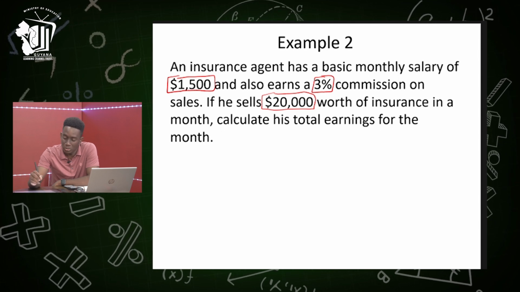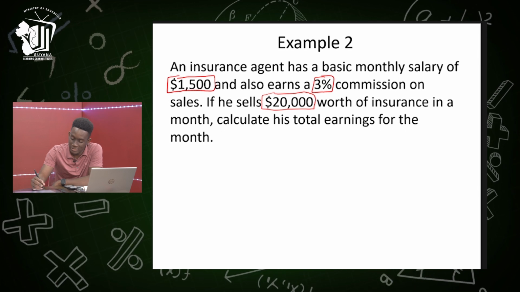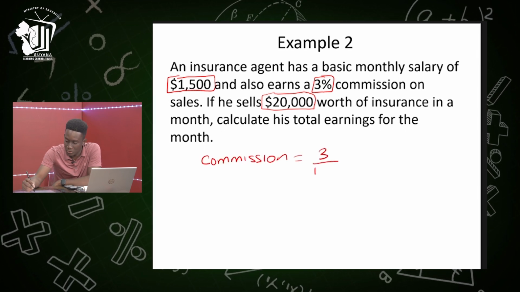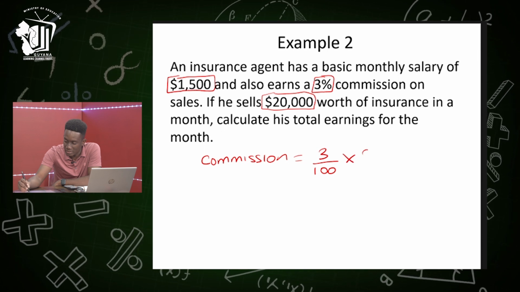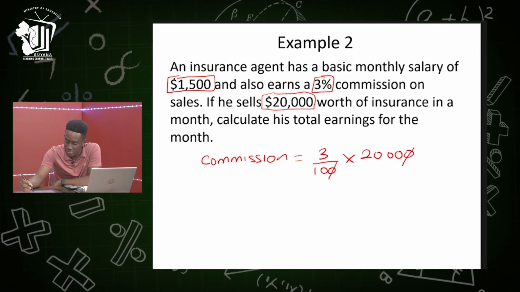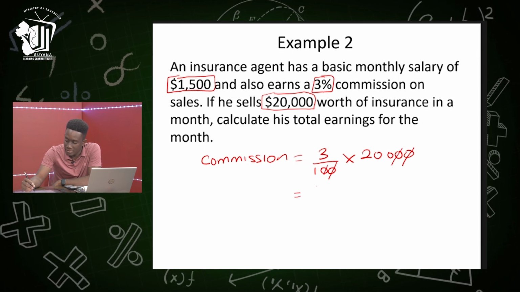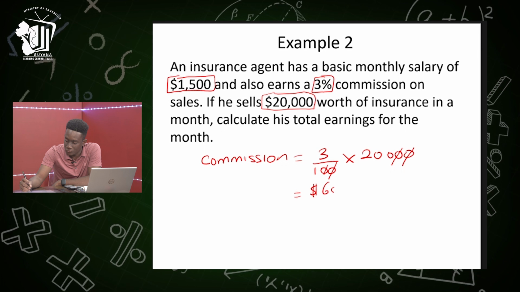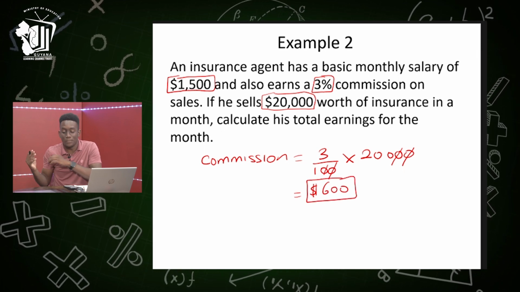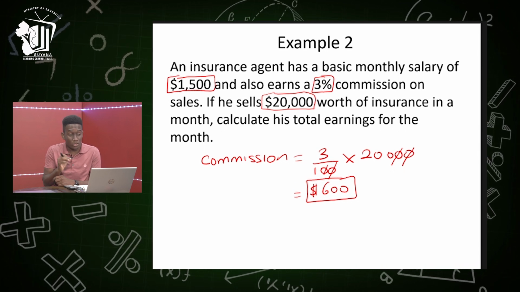So to find his total earnings, we need to find his percentage on this sale. The commission would be 3%, which is 3 over 100 multiplied by 20,000. So this 0 cancels with that 0, this 0 cancels with that 0, and 3 times 200 would give me $600. So this insurance agent makes a commission of $600. So they wanted us to calculate his total earnings for the month.